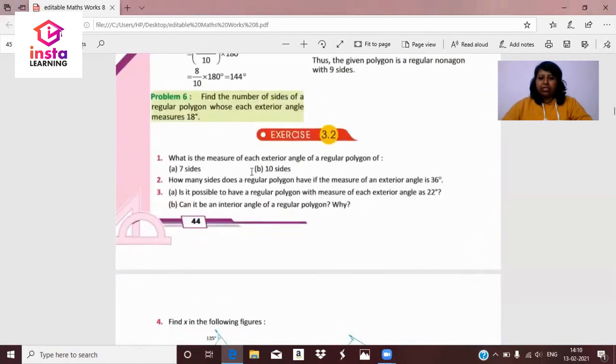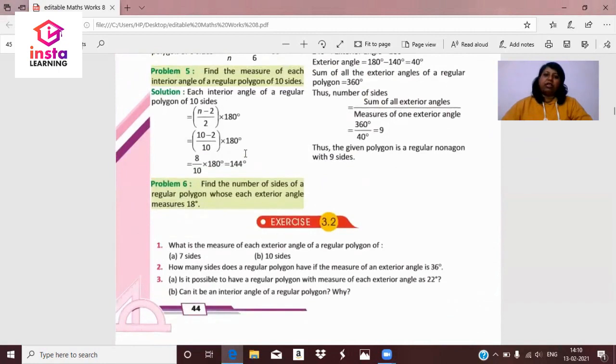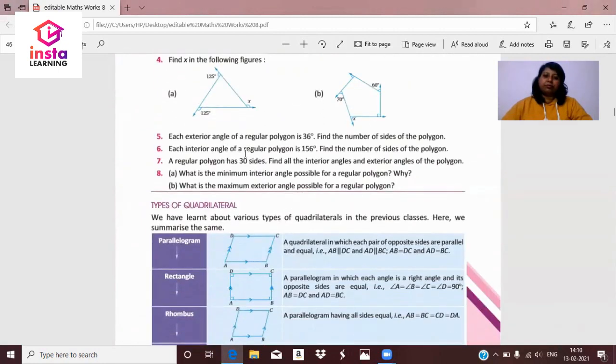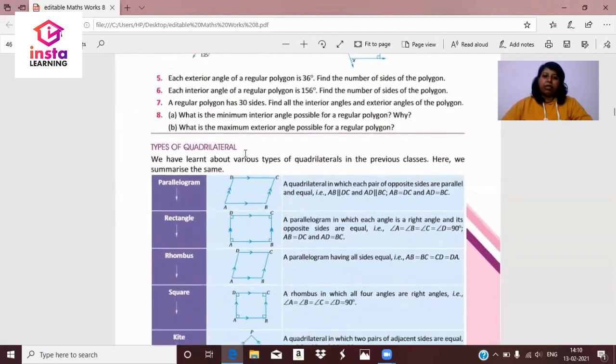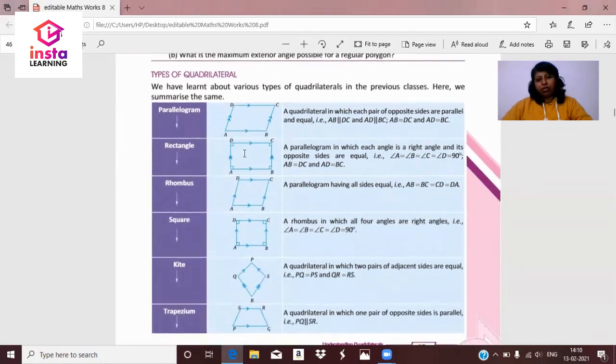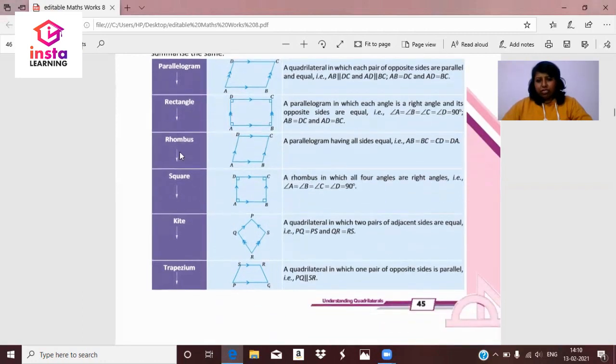So next exercise is based on the above formula itself. Now we come to the types of the quadrilateral. One is parallelogram, then rectangle, then rhombus, then square, kite and trapezium.